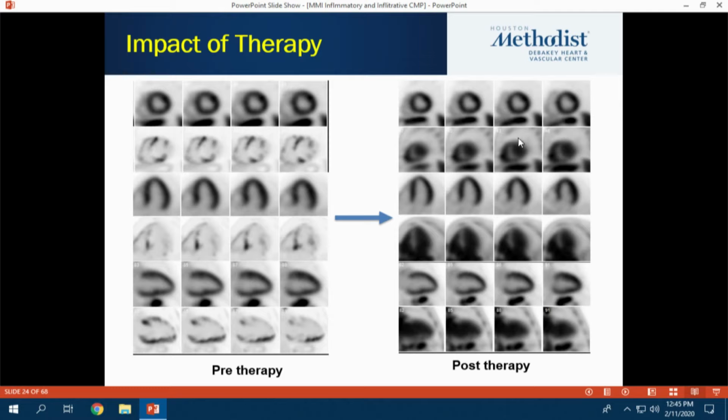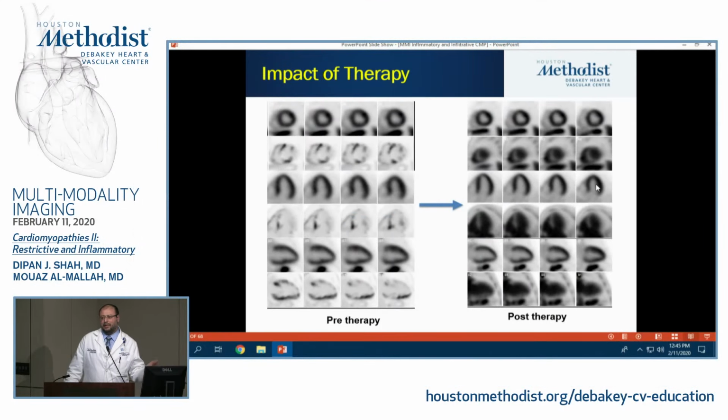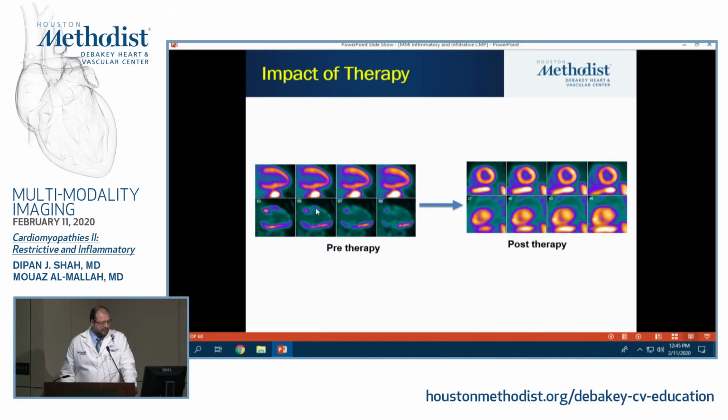And 3 months later, now I don't see any FDG uptake in there. So you see the myocardium, it's all gone. Now you still see a minor perfusion defect, but the small scar that you see, you might not be able to detect by nuclear compared to MRI.